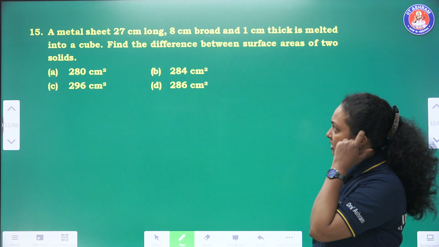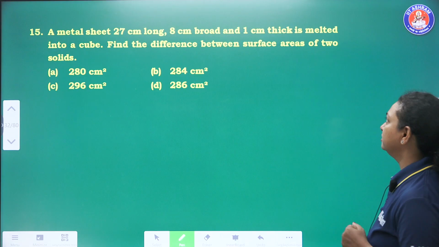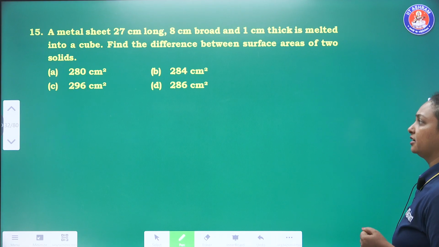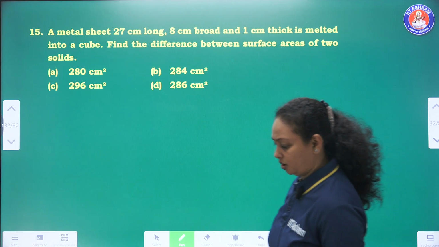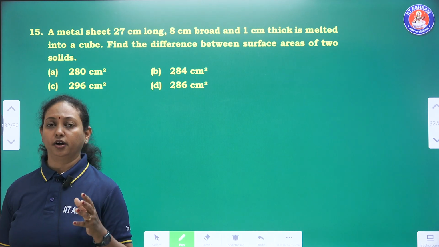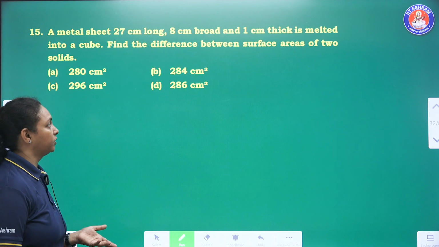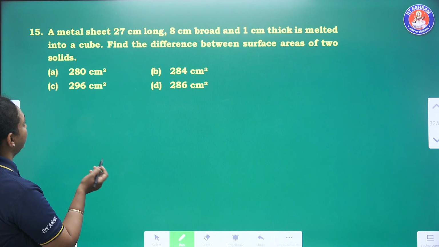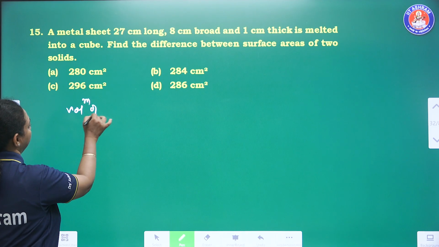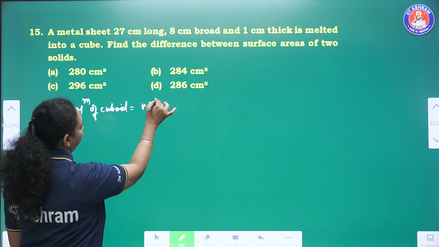A metal sheet 27 centimeter long, 8 centimeter broad and 1 centimeter thick is melted into a cube. Find the difference between the surface area of the two solids. We have to find the dimensions of the cube, so we have to find the side of the cube. It is melted into the cube shape, which means the volume of the cuboid is equal to the volume of the cube.